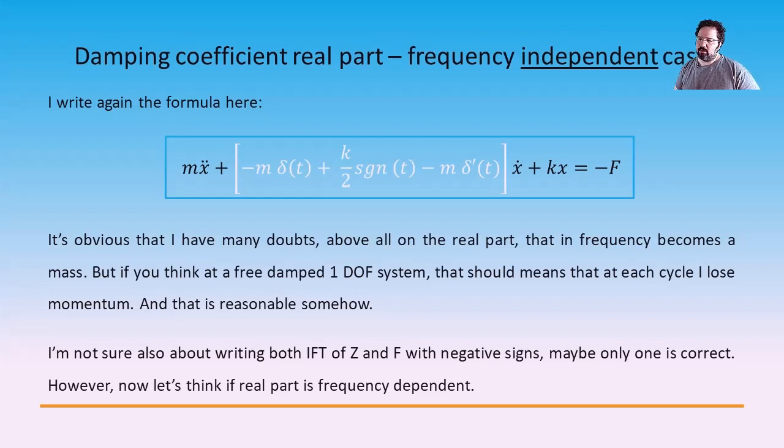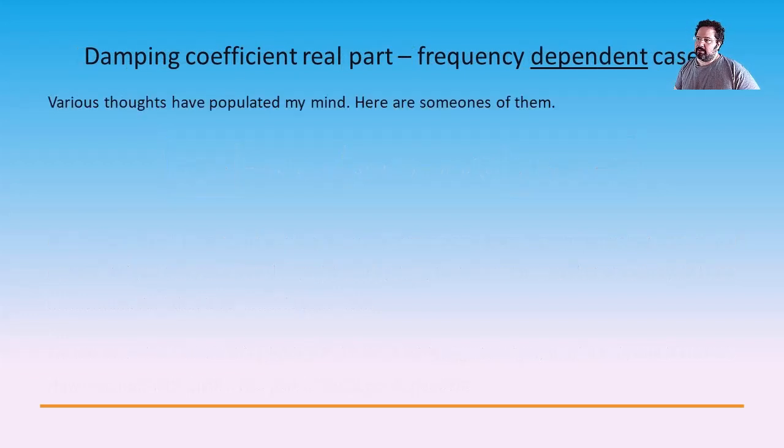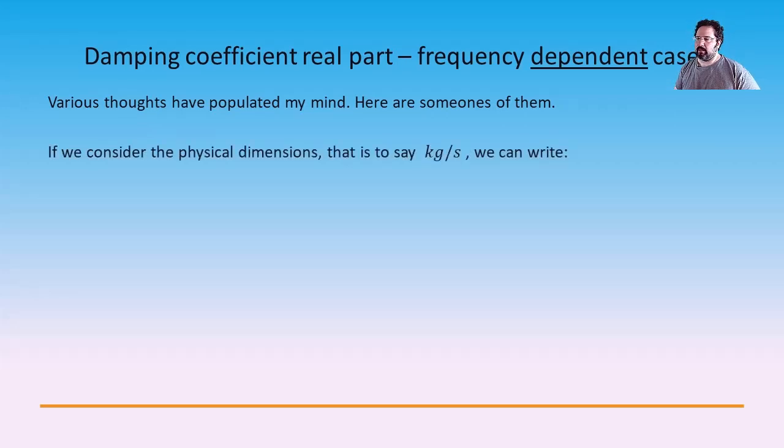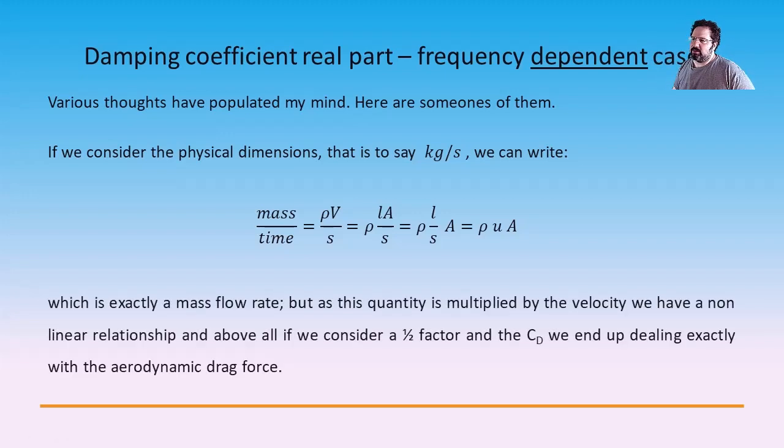However, now let's think if real part is frequency dependent. So various thoughts have populated my mind. Here are some of them. If we consider the physical dimension, that is to say kilogram over seconds, we can write mass over time and all the chain of equals, and which is exactly mass flow rate, but as this quantity is multiplied by the velocity, we have a non-linear relationship once again. And above all, if we consider an alpha factor and the drag coefficient, we end up dealing exactly with the aerodynamic drag force.